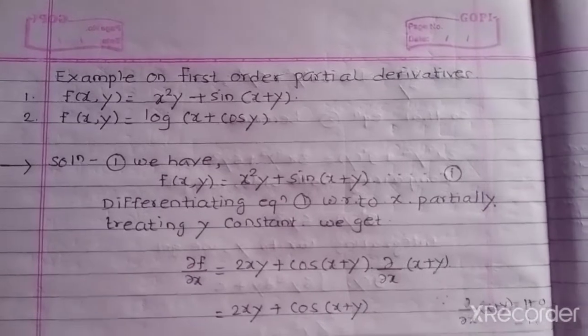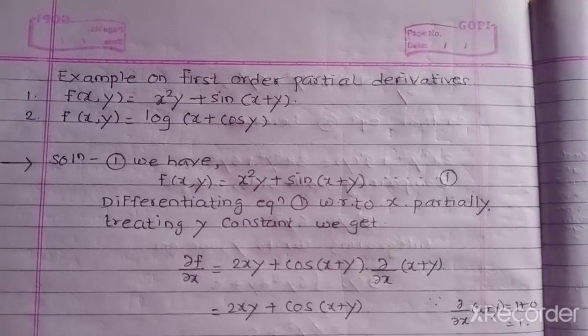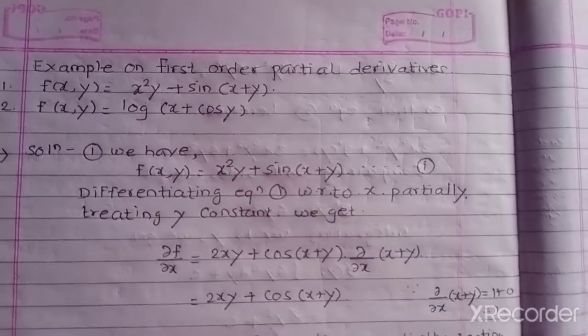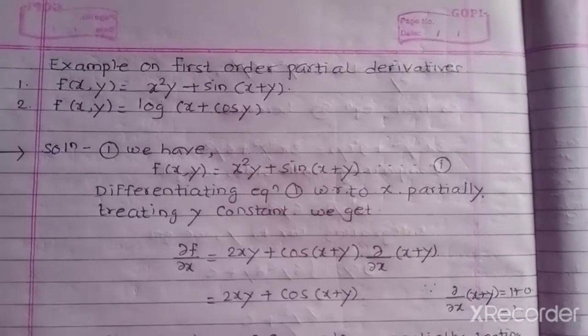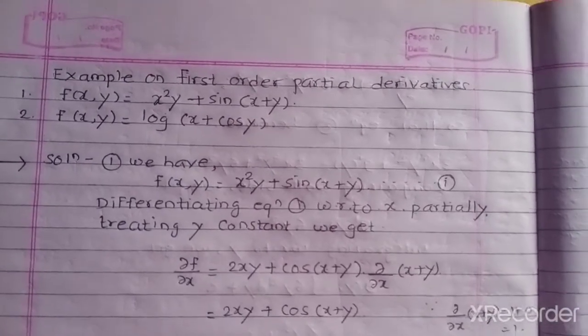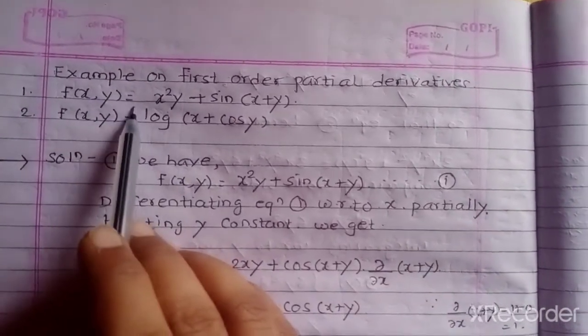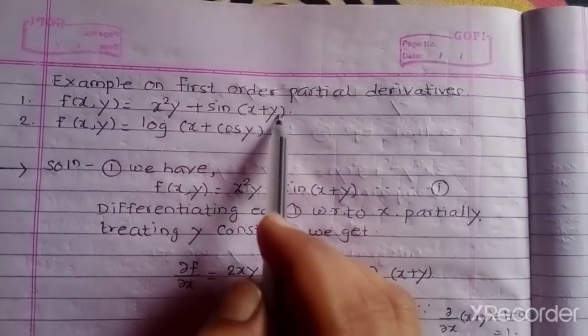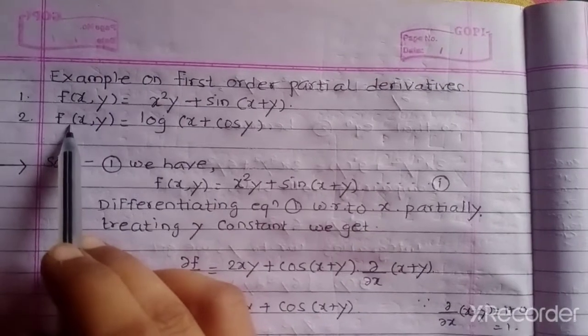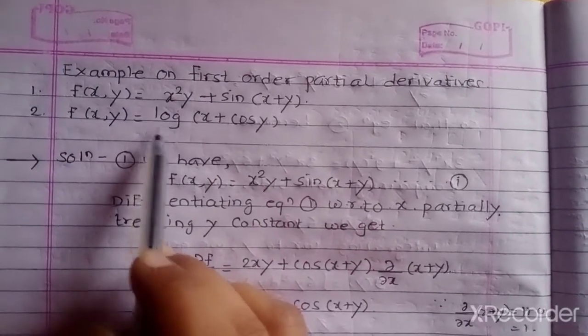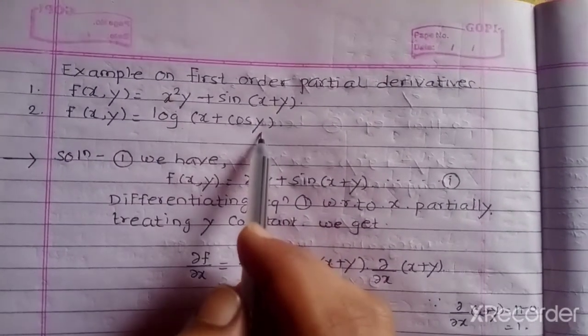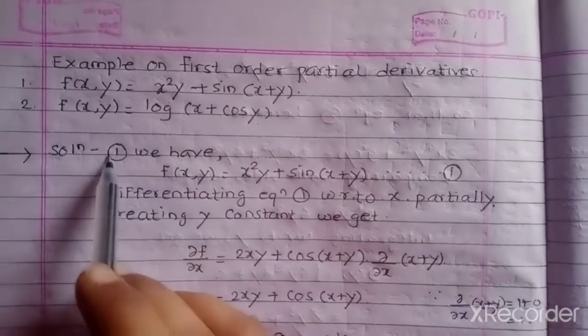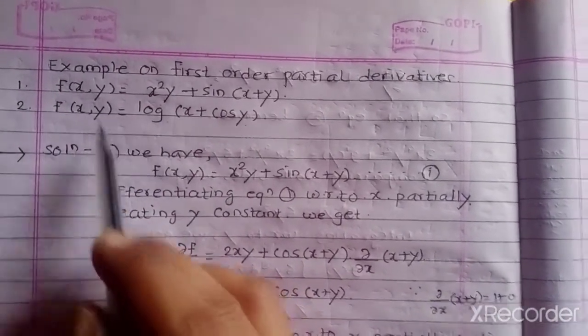Hello. In today's video, we discuss examples on first order partial derivatives. Here we discuss two different examples. First is f(x, y) = x²y + sin(x + y). And the second one is f(x, y) = log(x + cos y). We have to write down our first example.